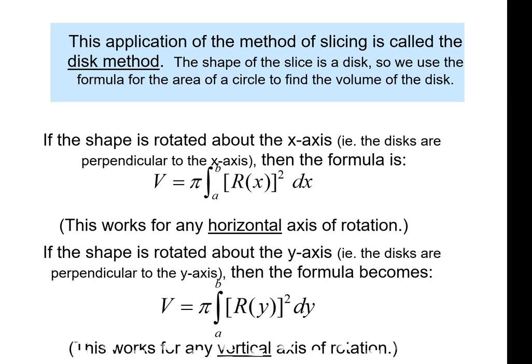Now, if we go around a vertical line, things change. If we're going around something that's vertical, we're going to use the y-axis. And so, we're going to integrate with respect to y. So for example, if we rotate around the y-axis, everything turns to y. And that would be the same for any vertical axis of rotation.